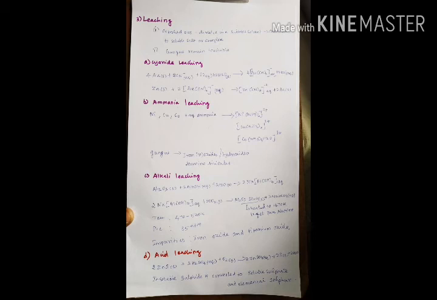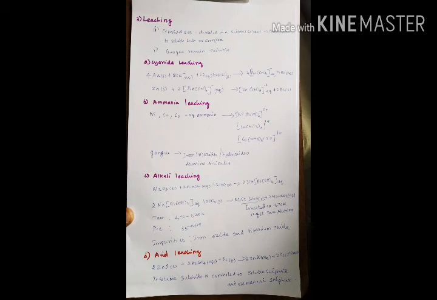Next, ammonia leaching. Here the crushed ore containing nickel, copper and cobalt is treated with aqueous ammonia. They react with aqueous ammonia and are converted into soluble complexes, and the impurities like iron(III) oxides, iron hydroxides and aluminosilicate are in the form of insoluble material and they settle at the bottom. Actually, in ammonia leaching, nickel, copper and cobalt are converted into their soluble complexes, and the impurities are in the insoluble form.